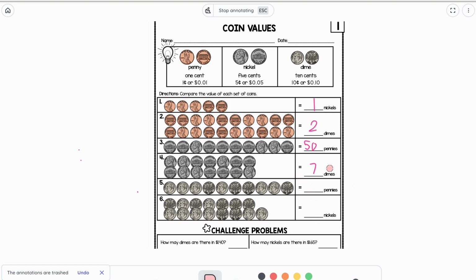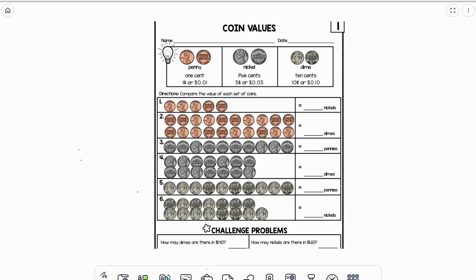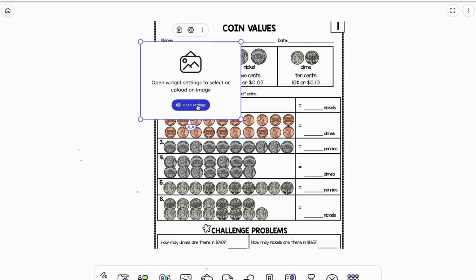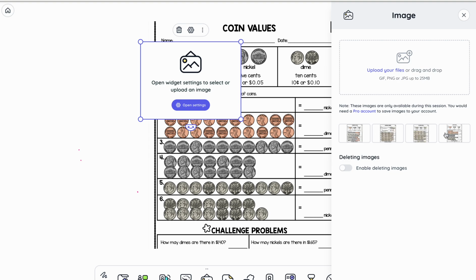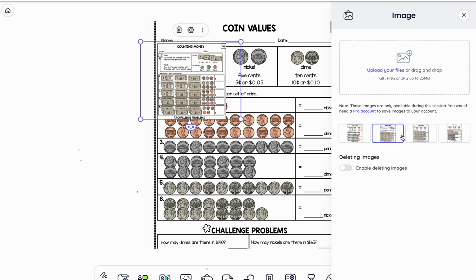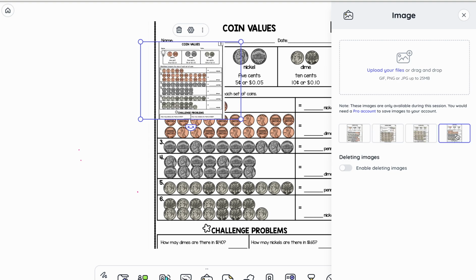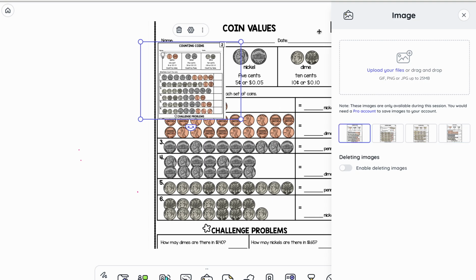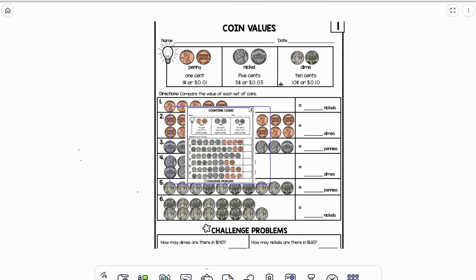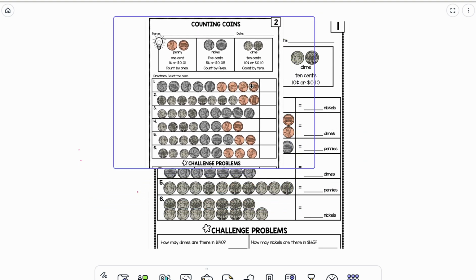All right, here we go. Let's pull up page number 2. I think it's this one. Nope, that's 4. Okay. All right, let's look at number 2.